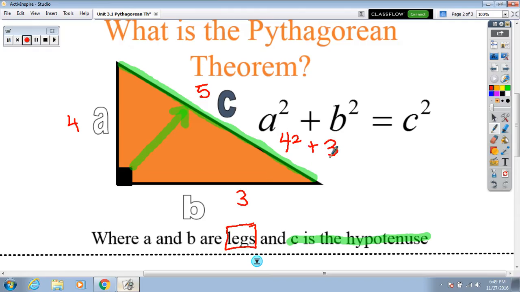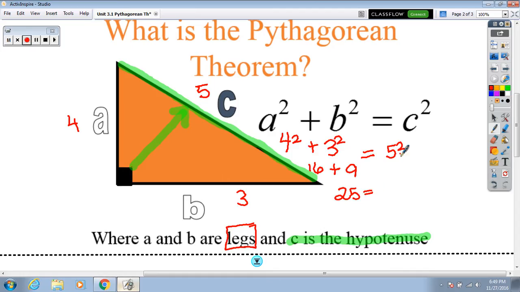So 3 and squaring. That has to equal C. And remember, C is the diagonal side every single time, which is 5 squared. When I square A, I get the number 16. When I square 3, I get the number 9. And if we add 16 plus 9, we get 25. So I get 25 on this side.